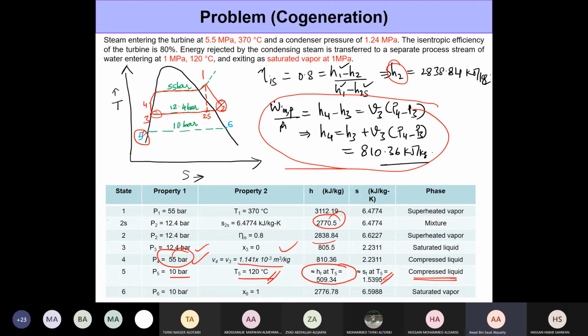Okay. State 6 is again straightforward. You know the pressure, you know the quality. The quality is given as saturated vapor, pick up the numbers, straightforward. So this is how you build the table.